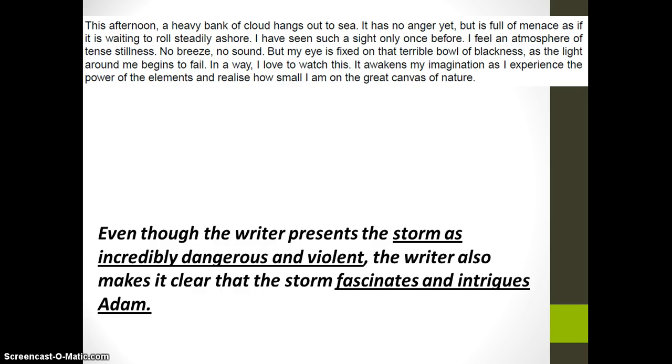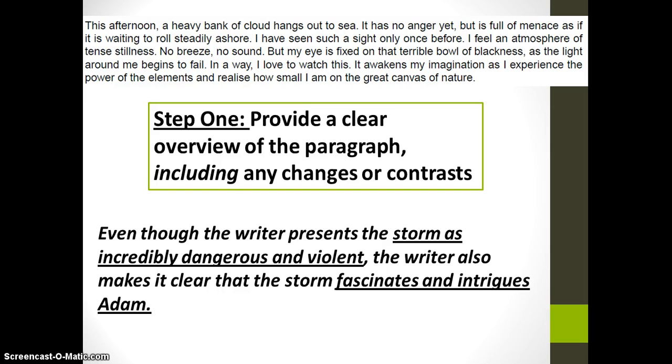And also notice the language I'm using. The writer presents the storm. The writer makes it clear. I'm showing that I understand that this is a deliberate thing that the writer has chosen to do. And these effects being created are part of the writer's craft. So that is my step 1. That is the first sentence I would write if I was completing this question. Pause the video. Have a go at writing your own sentence either on the June 2012 paper or maybe on the paper you've got in front of you.